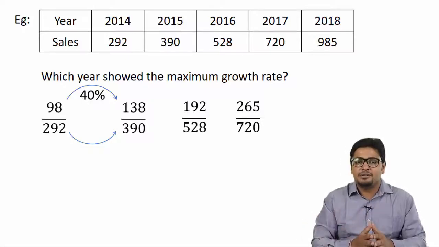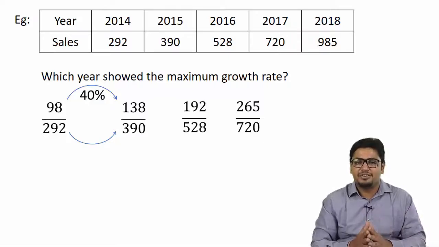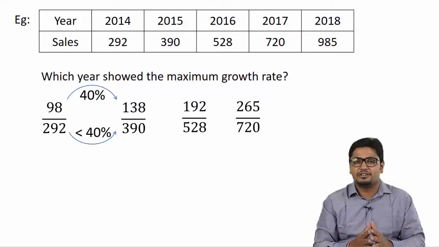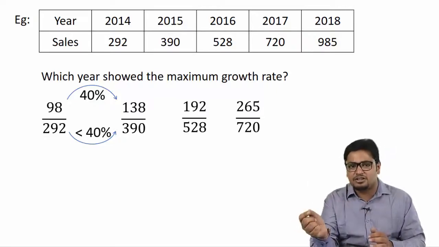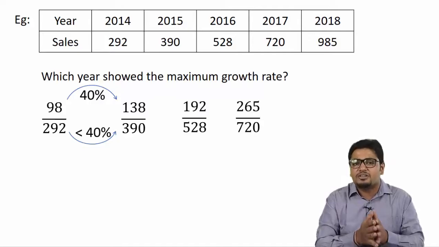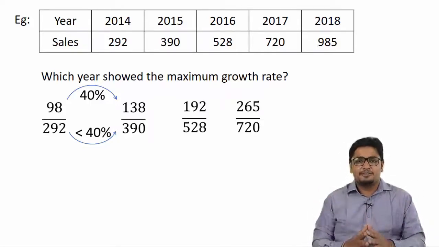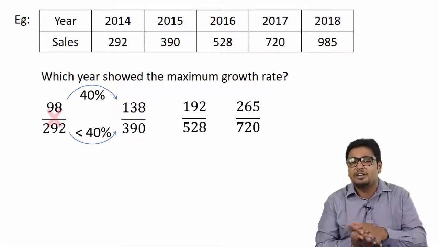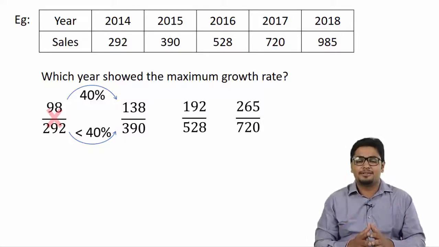Now, for the denominator, 40% will mean approximately 117, which when added will give 409. But the denominator we have is 390. That means the change in denominator is less than 40%. So, while going from first fraction to second fraction, numerator of the fraction increased by a larger percentage than denominator. And hence, we can say that 138 by 390 should be greater than 98 by 292.